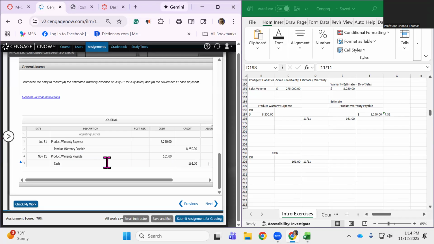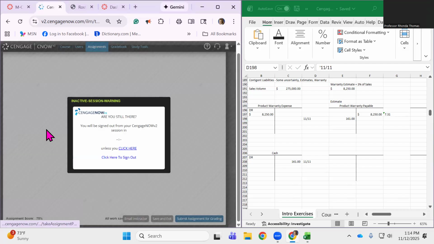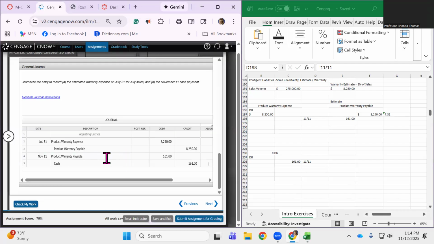So maybe they had to get it fixed. Whatever we're selling, we don't even know what we're selling, but maybe the customer had to get it fixed, and they brought us a receipt. So we paid them back for fixing our product, right? Sending it to a shop or something. So, all right, that's how that works.